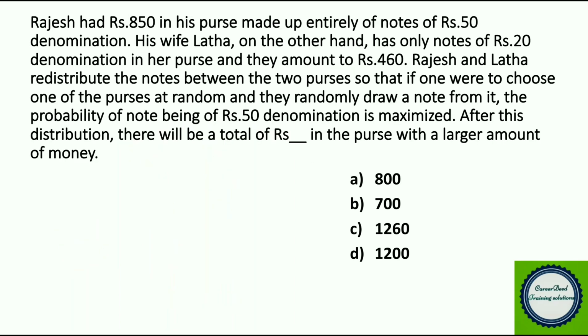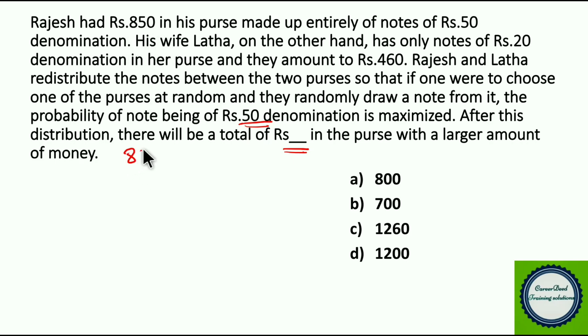Now question number 17. Rajesh had rupees 850 in his purse made up entirely of notes of 50 denomination. His wife Lada on the other hand has only notes of rupees 20 denomination in her purse and they amount to rupees 460. Rajesh and Lada redistribute the notes between the 2 purses so that if one were to choose one of the purses at random and randomly draw a note from it, the probability of the note being rupees 50 denomination is maximized. After this distribution, there will be a total of rupees dash in the purse with the larger amount of money. So Rajesh has 850 rupees in 50 rupee denomination.